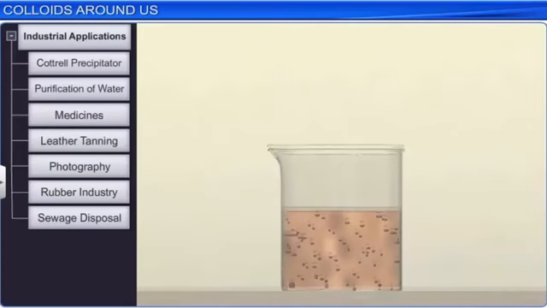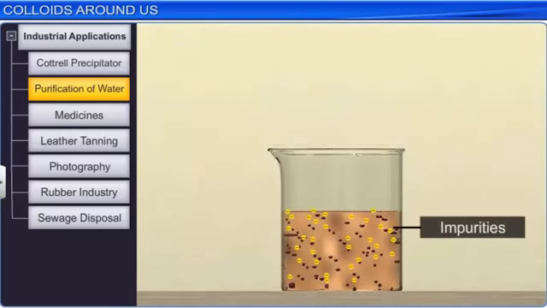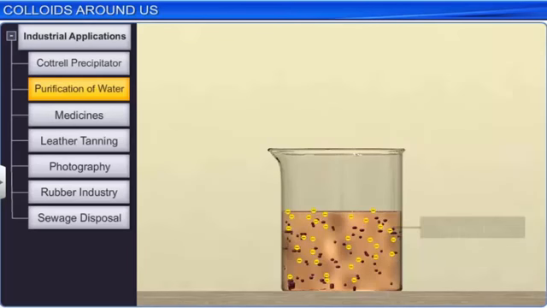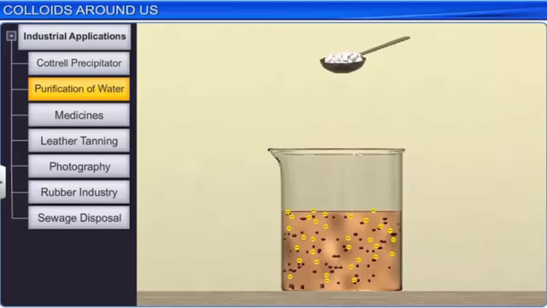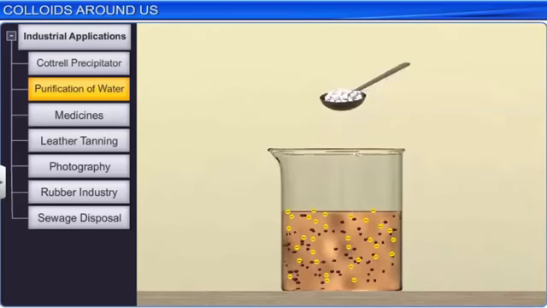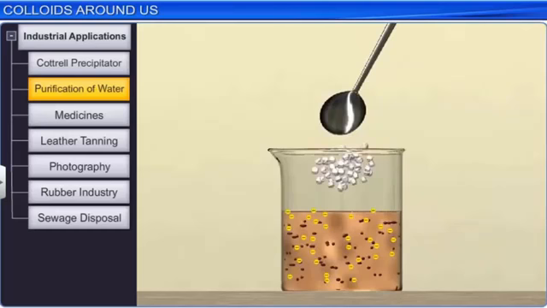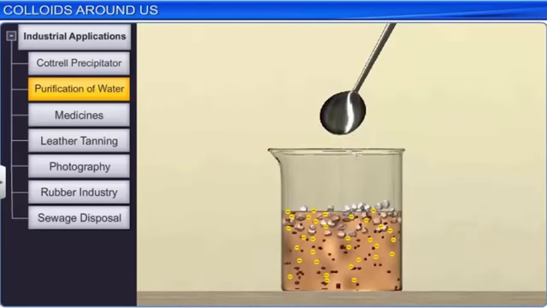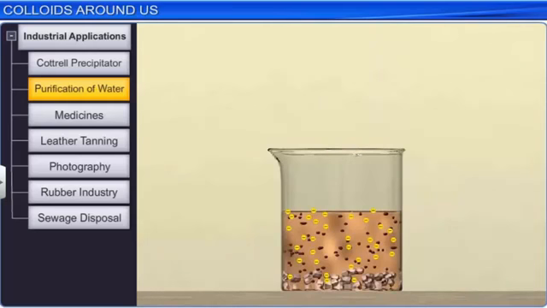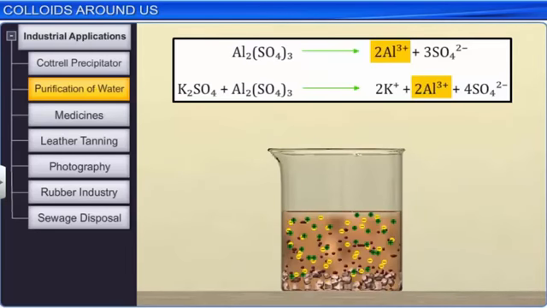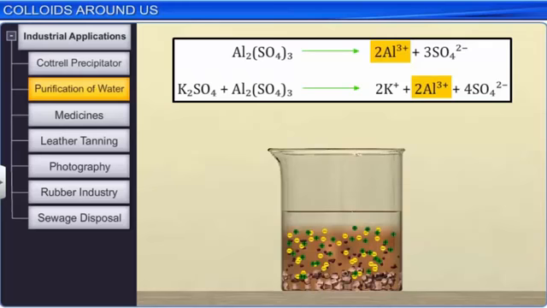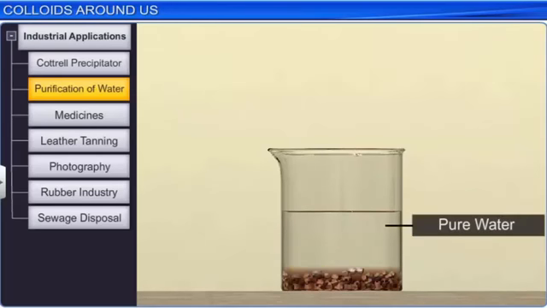Another important application of coagulation of colloids is the purification of water. Water from natural sources often contains impurities that are colloidal in nature. Precipitating these colloidal impurities can be carried out by adding certain electrolytes like potash alum or aluminium sulfate. The negatively charged colloidal particles of the impurities get coagulated by the action of the Al3+ ions furnished by the electrolyte and settle down. Pure water can then be filtered or decanted off.